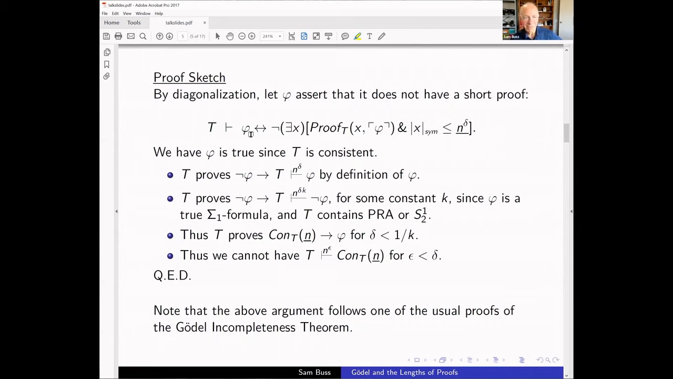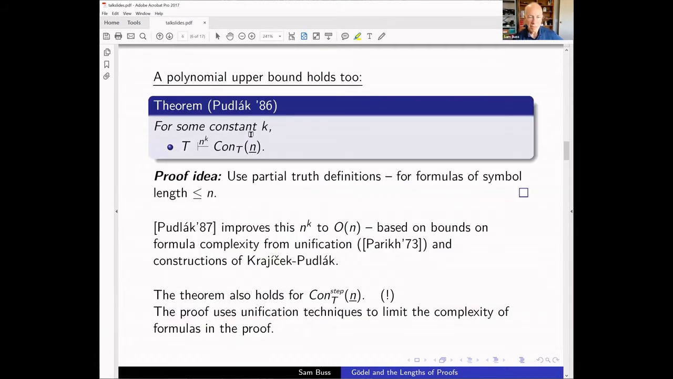So I belabored this a little bit just because it's a very basic, simple result, but it's certainly a proof Gödel could have given had he thought of it, right? But it was something that was only discovered much later. Okay. And then there is an upper bound also.